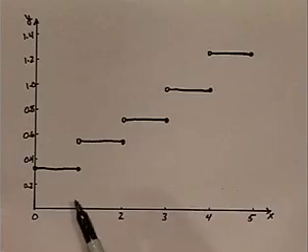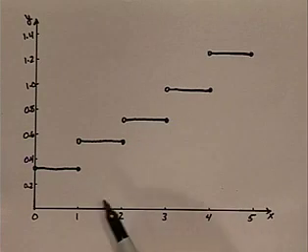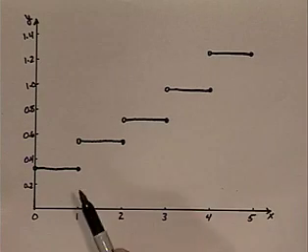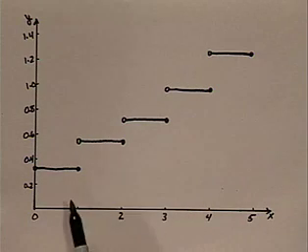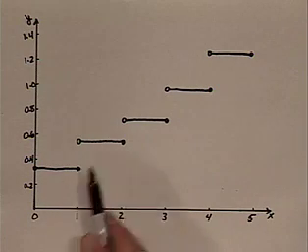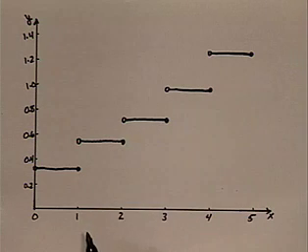Now, notice how this graph kind of looks like a staircase. And so we call this type of graph, or a function represented by this type of graph, a step function. Now, also notice that each piece of this function is a constant function. And so we refer to this as a piecewise constant function. Okay, let's take a look at another function defined piecewise.